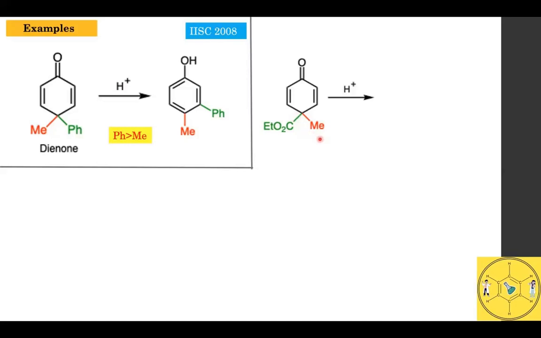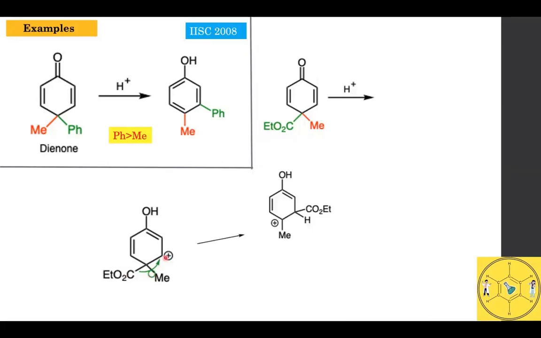Now take this example. Here this particular dienone has a methyl as well as an ester group. When you subject it to acid, the question is, which group will migrate, methyl or ester? Before that, when you subject it to acid, you get this corresponding carbocation intermediate. After that, there are two possibilities. First, the ester group migrates, generating this new carbocation intermediate. Similarly, if the methyl group migrates instead, you get this type of carbocation intermediate.